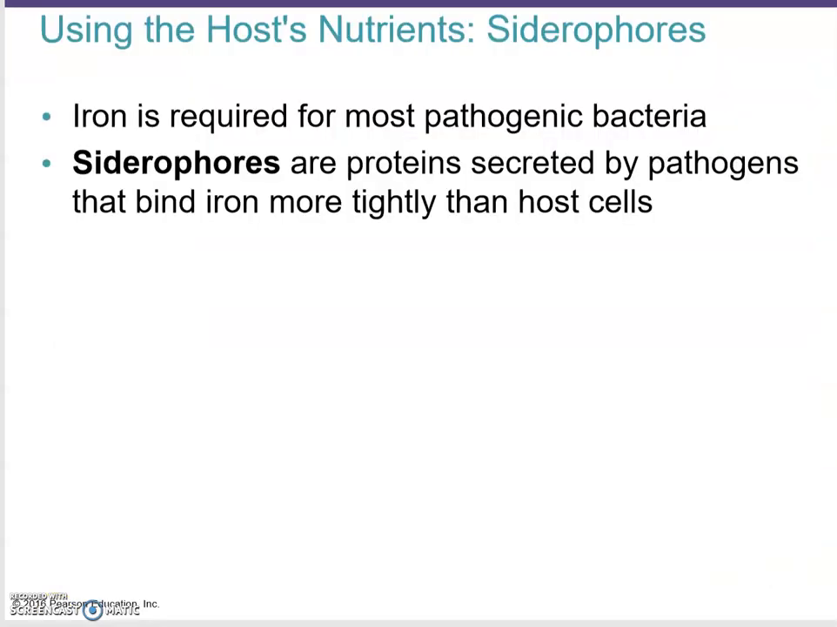And here we have another evil strategy of some pathogens to use the host's nutrients. Some bacteria can use siderophores to get access to the iron supplies of the host cells. So iron is required for most pathogenic bacteria to grow. And in order to obtain some free iron from the host cell, some pathogens produce siderophores, which are proteins that bind iron more tightly than the host cells. And so basically the pathogen rips off the host cell.